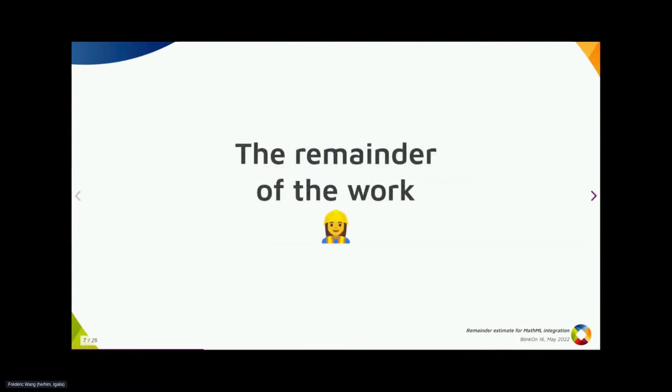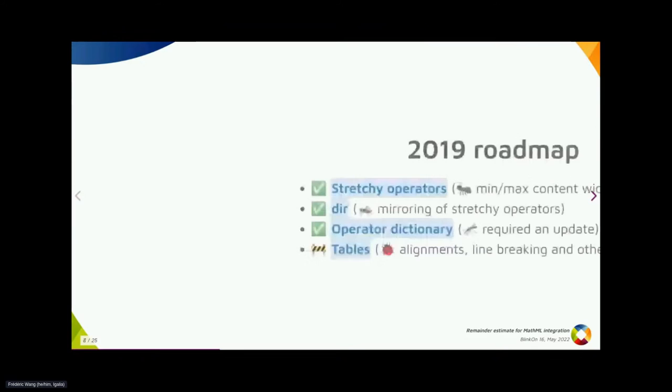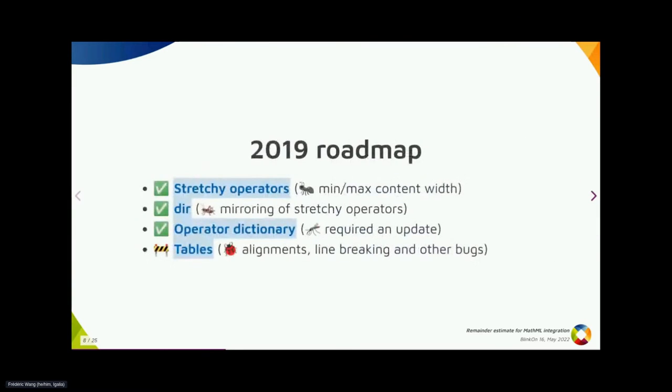So during BlinkOn 15, a very detailed list of tasks was provided with an explanation of their status. Here, we will focus on incomplete tasks from the initial roadmap, as well as others that we think are relevant before an intent to ship. So regarding the initial roadmap, there are a couple of items that we consider essentially done, even if they could be improved in the future.